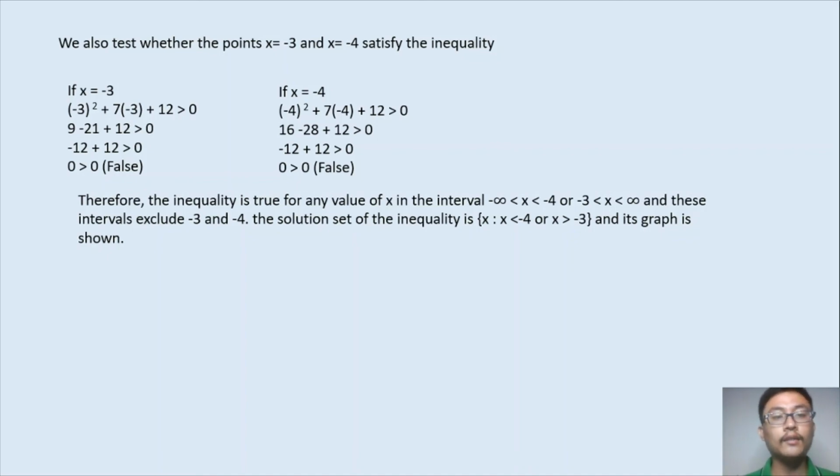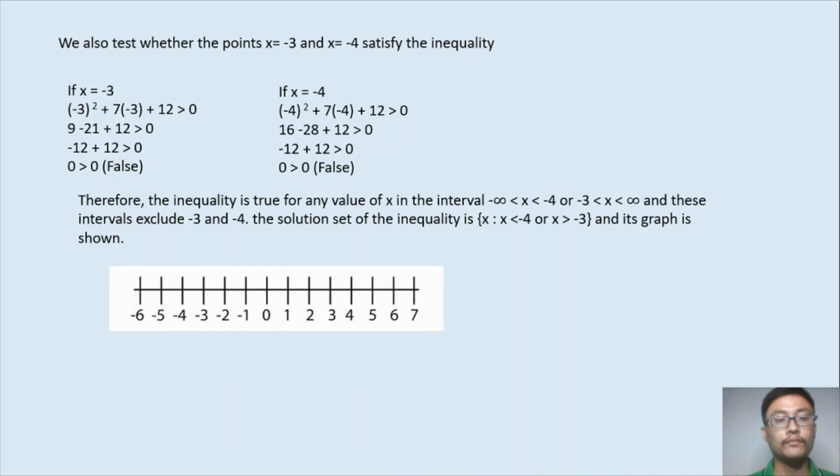The solution set of the inequality is x such that x is less than negative 4 or x is greater than negative 3, and its graph is shown. Yan. So, hindi kasama yung in between negative 4 and negative 3, dun sa ating number line.